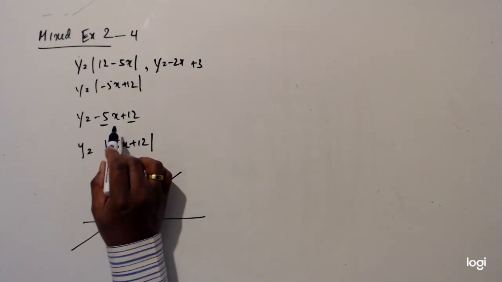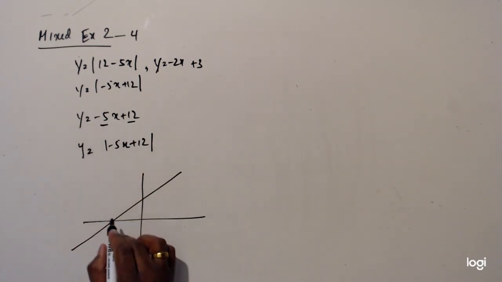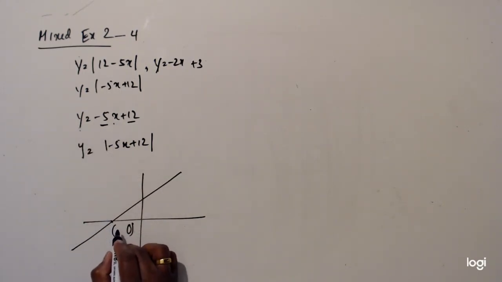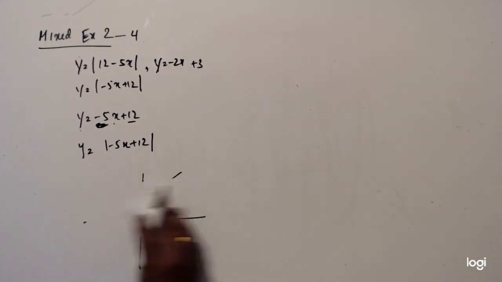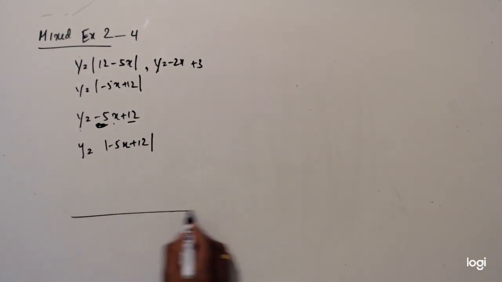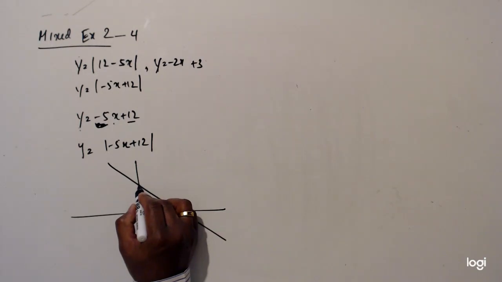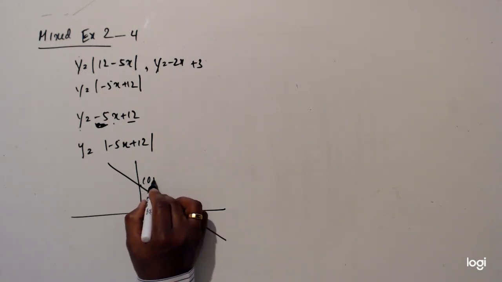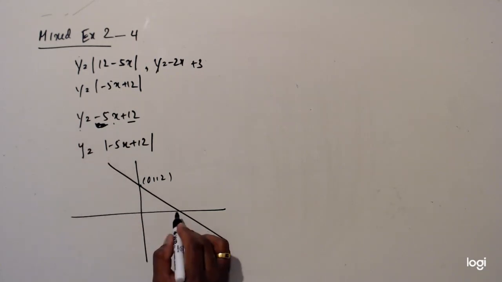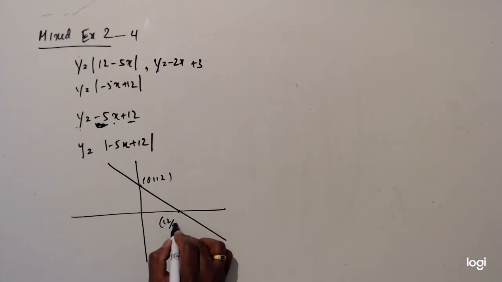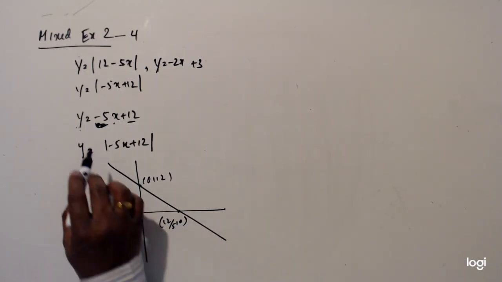And when y equals 0, x is going to be 12 over 5. Sorry, this gradient is negative, so it's not positive. So gradient is negative, so it should be like this. And this is (0, 12), and y equals 0, x equals 12 divided by 5. So this is the graph.